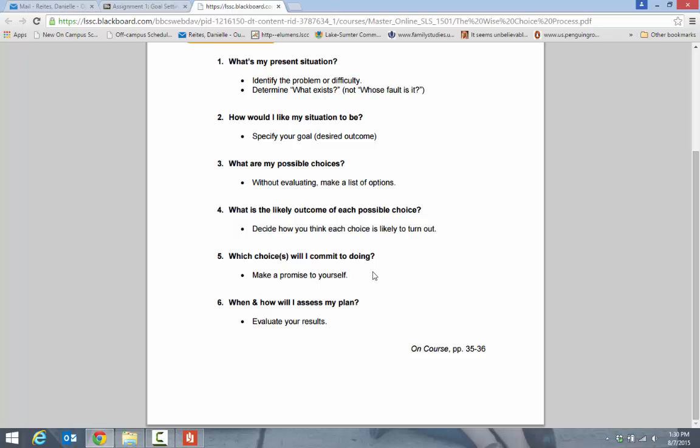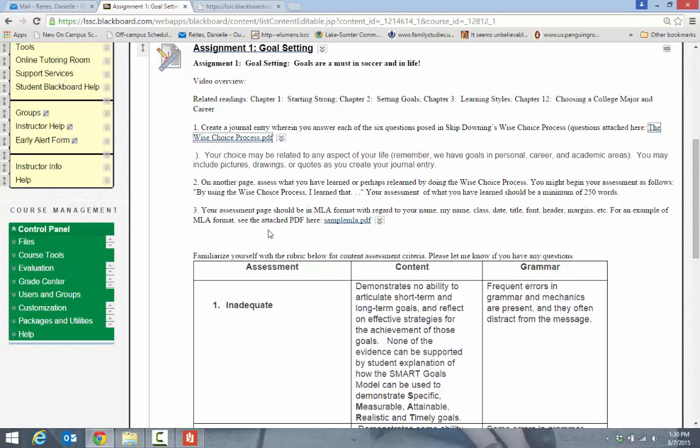Number 5, which choices will I commit to doing? So knowing yourself, being reasonable, being realistic, is this doable? If I say that I want to lose weight, and I say I'm going to exercise 7 days a week for an hour a day, is that realistic? Is that something that can happen? And number 6, when and how will I assess my plan? So when will I know if I've actually solved the situation or the problem, when my goal has been met? What will things look like? So that's the 6 questions.